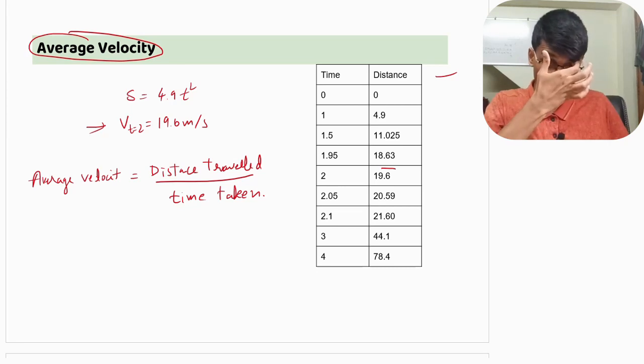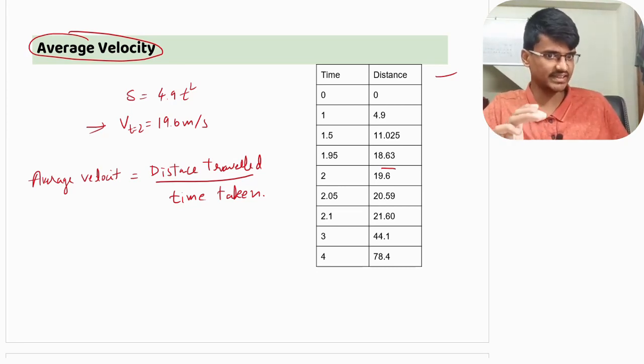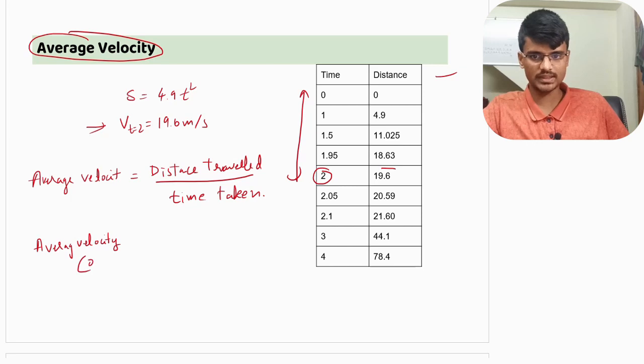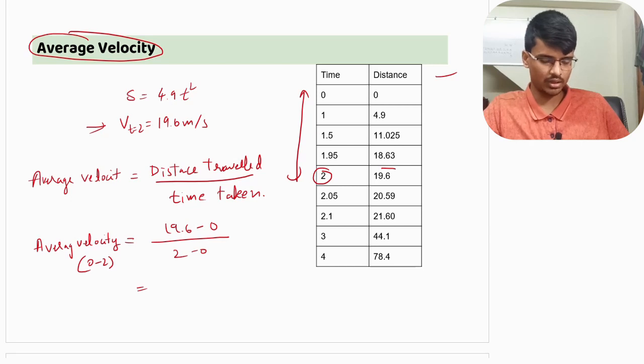So to find out the instantaneous velocity at time t equal to 2 seconds, let's take this interval 0 and 2. Between the time interval 0 and 2, what was the average velocity? The interval is 0 to 2. So what is the distance traveled? 19.6 minus 0. What is the time taken? 2 minus 0. So this comes out to be close to 9.8 meter per second.